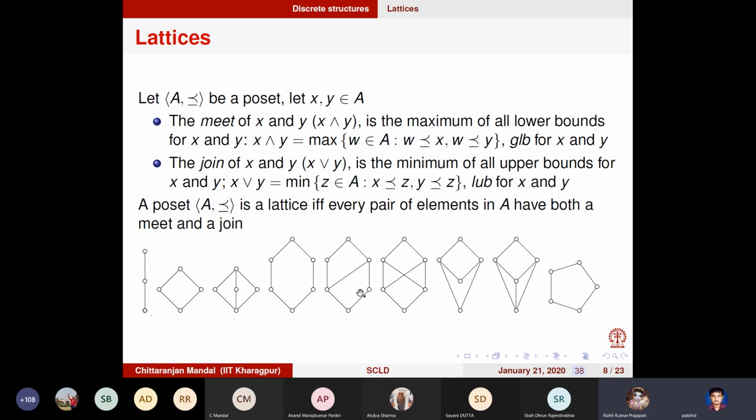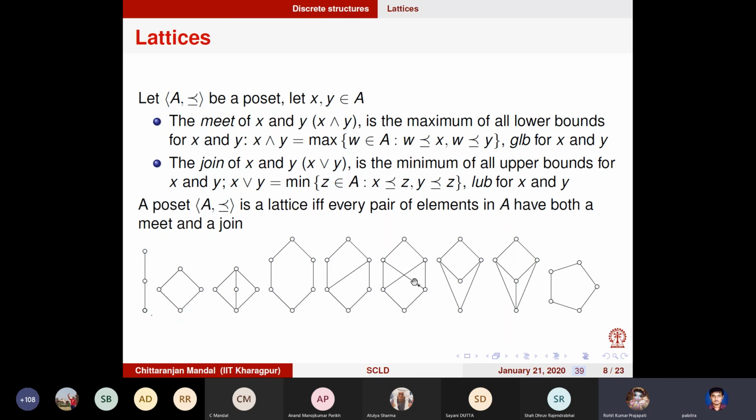What about the fourth one? I think it is easy. You can extend similar logic to say the fourth one is also a lattice. Fifth one, is it a lattice? Yes. If you take this point and this point, do they have a meet and a join? Every pair of points, do they have a meet and a join? Yes, every pair of points has a meet and a join.